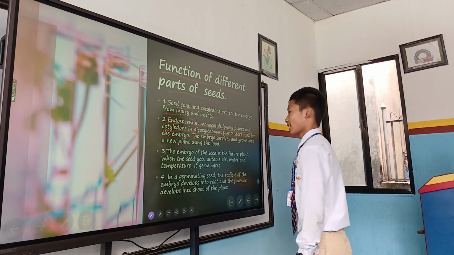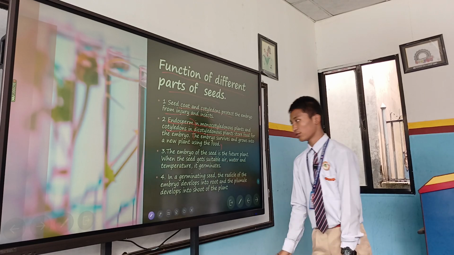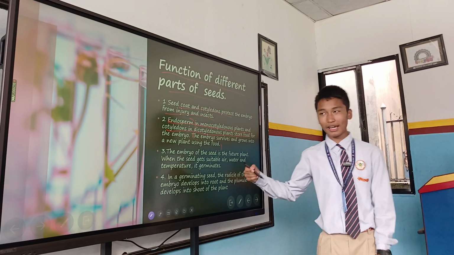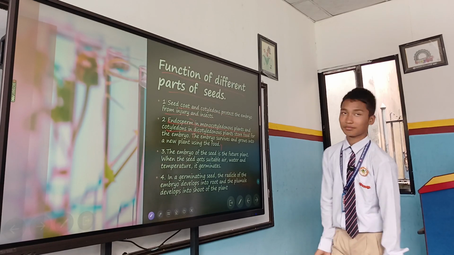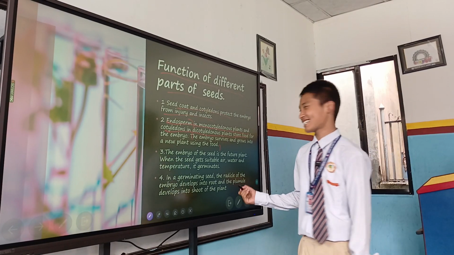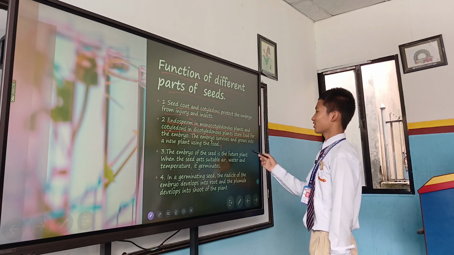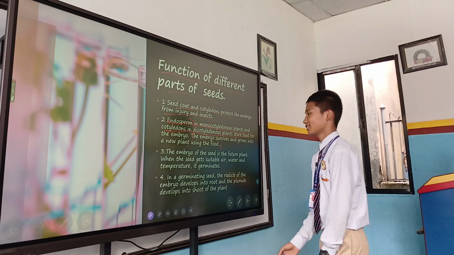The embryo survives and grows into a new plant using the food. The food stored by the endosperm is used by the embryo, which survives and grows through the food.